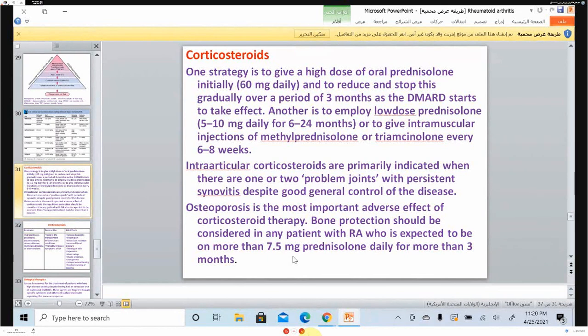Or to give intramuscular injection of methylprednisolone or triamcinolone every 6 to 8 weeks. Intra-articular corticosteroids are primarily indicated when there are 1 or 2 problem joints with persistent synovitis despite good general control of the disease. Here we don't usually use intra-articular injection because it is usually multiple small joints, but we can use it when the patient doesn't improve on treatment and has one or two clearly affected joints. Osteoporosis is the most important adverse effect of corticosteroid therapy.